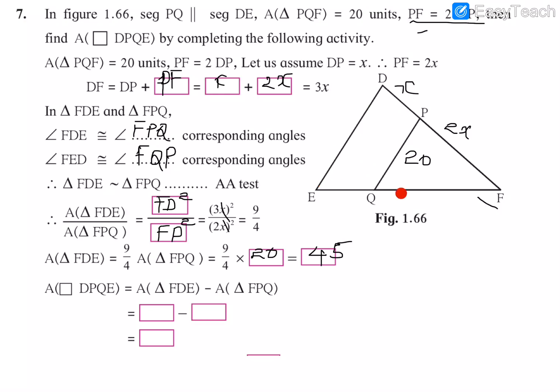Now we have found the area of the big triangle is 45. So for getting the area of this region we need to subtract this much portion from the whole triangle, and we will get the area of this portion. So area of the quadrilateral DPQE equals area of triangle FDE minus FPQ. So that is 45 minus 20, that is 25 units will be the area of this quadrilateral DPQE. So here the problem ends.